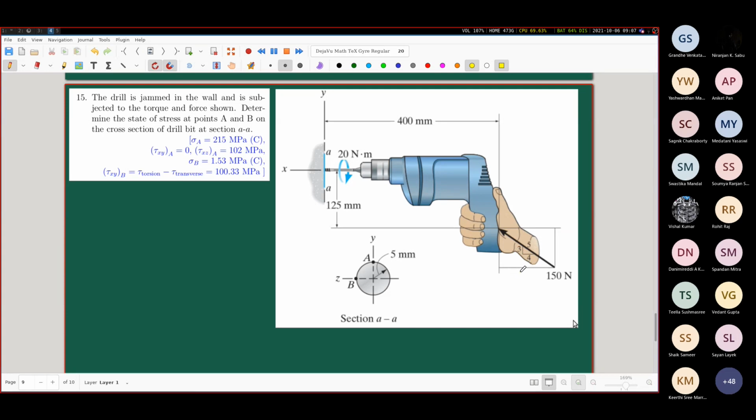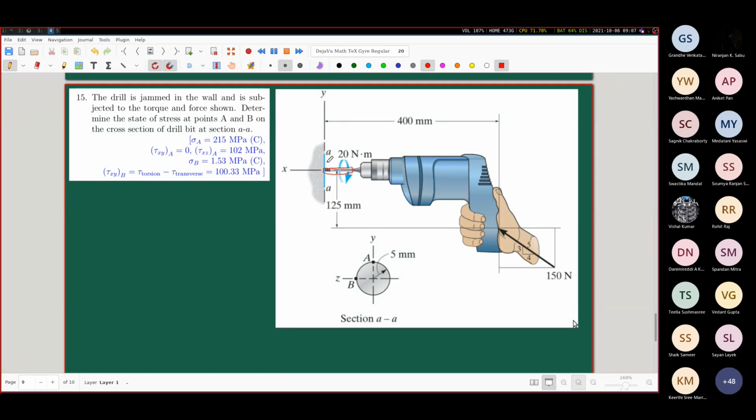All right. Now, without going into any calculation or anything, you tell me by looking at this drill bit. So our focus will be this drill bit. Why will it be the focus? It will be the focus because we have been asked to determine the state of stress at the points A and B on the cross section of the drill bit at section AA.